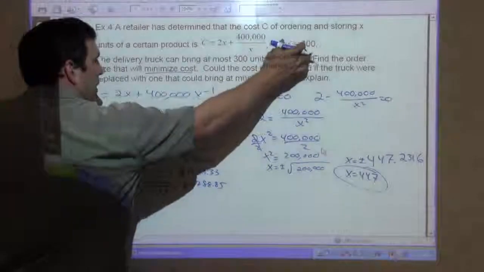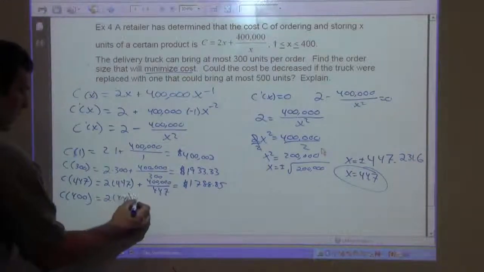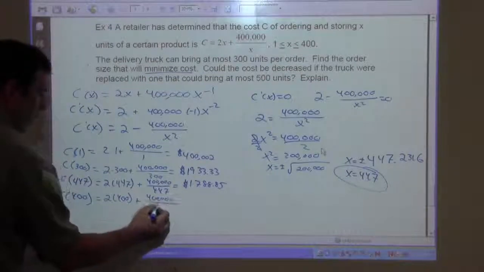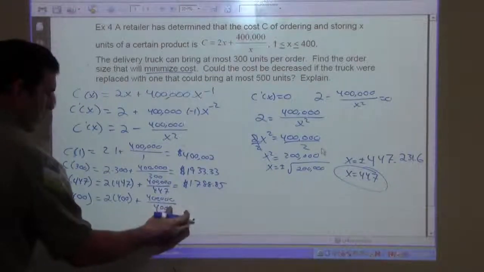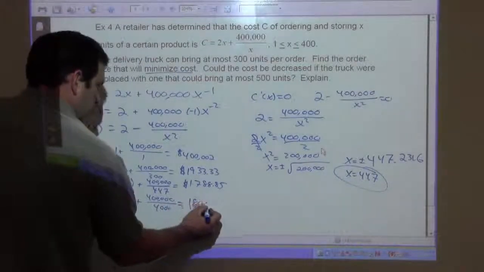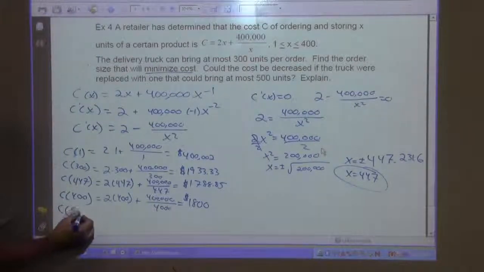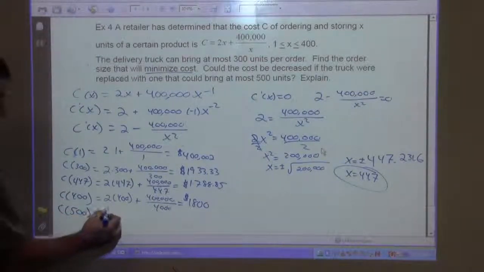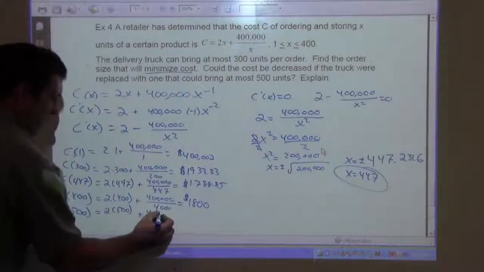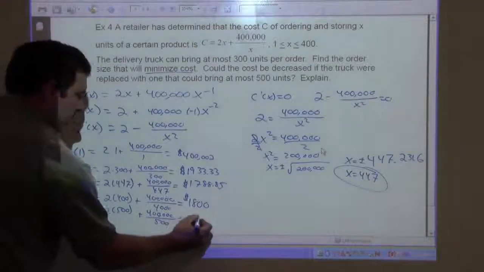I did that because that's one end of the interval. That's going to be 2 times 400 plus 400,000 over 400, and that's going to give us 1,800. And if we could do 500 units, what would it be if we had a bigger truck? That's going to be 2 times 500 plus 400,000 divided by 500, and that also gives us 1,800.